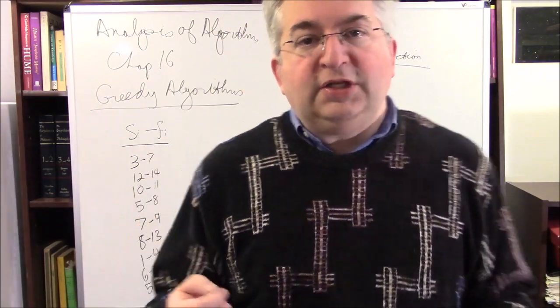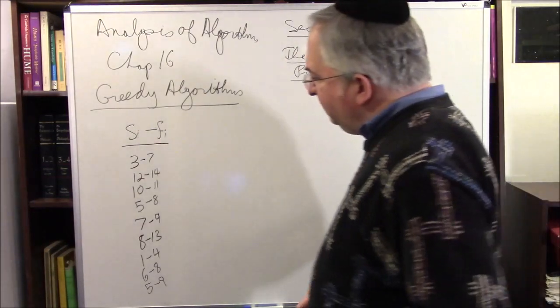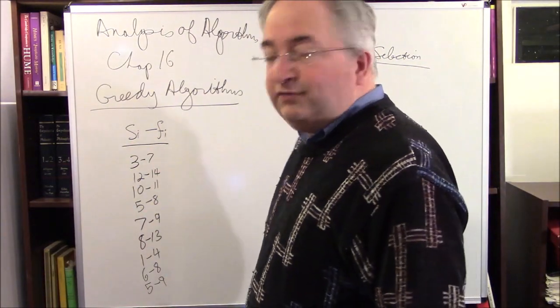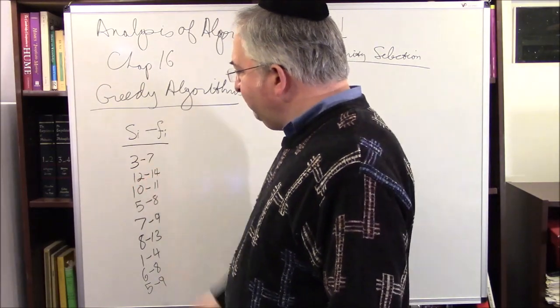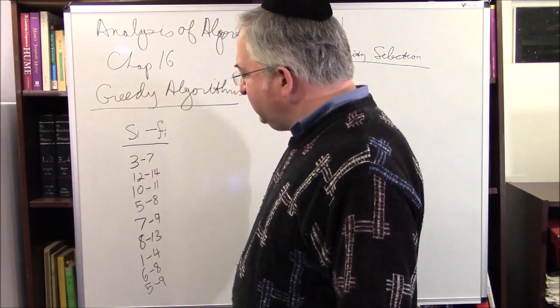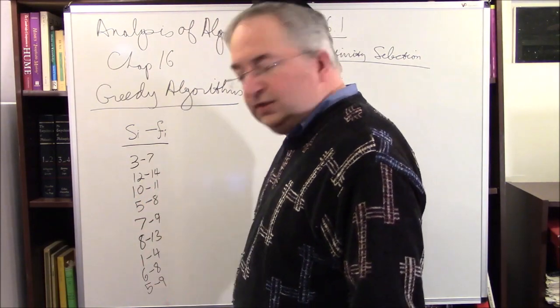So here's a typical input. You have a starting time and a finishing time. These are the jobs you have to do. One starts at 3 and finishes at 7. One starts at 12 and finishes at 14. One starts at 10 and finishes at 11, etc., etc.